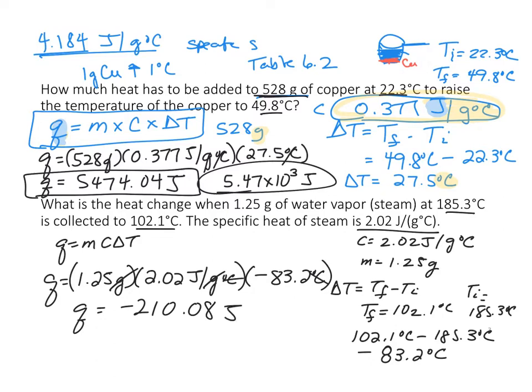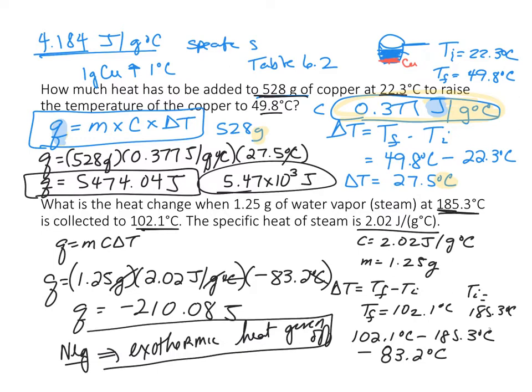What does that negative value mean? That negative means it's exothermic. That means heat is given off. So if you go from steam at 185 degrees and it's cooling off to 102, that heat is given off to the environment. If it's positive, like this upper problem, then the copper is absorbing that heat.